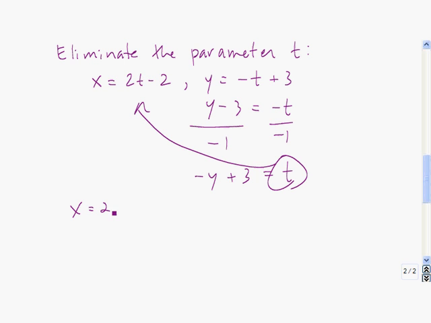So we get x is equal to 2t, so 2 times negative y plus 3, minus 2. So that says x is equal to negative 2y plus 6 minus 2, which is negative 2y plus 4. Okay, so now we just solve this for y, and then we get y as a function of x.